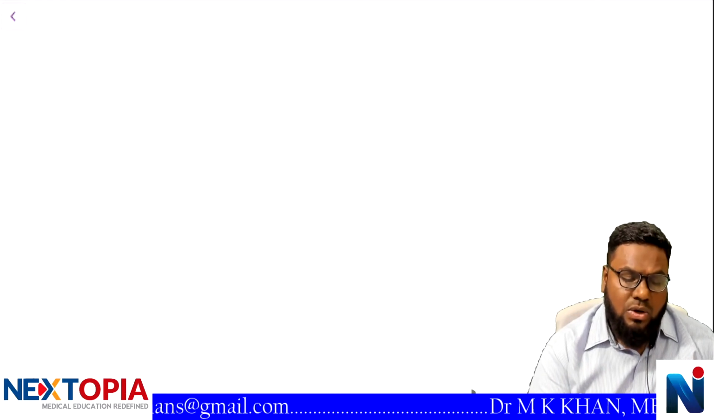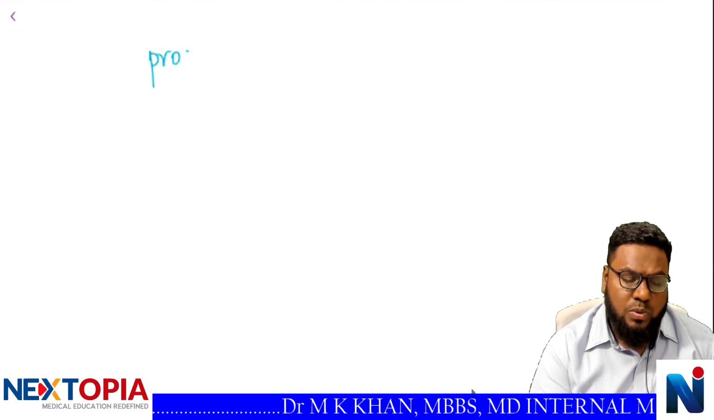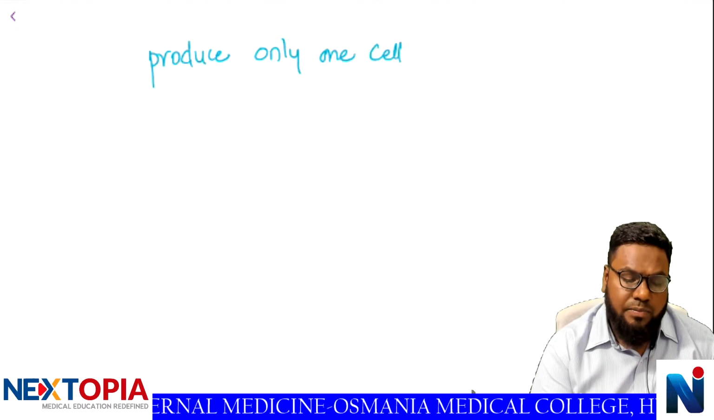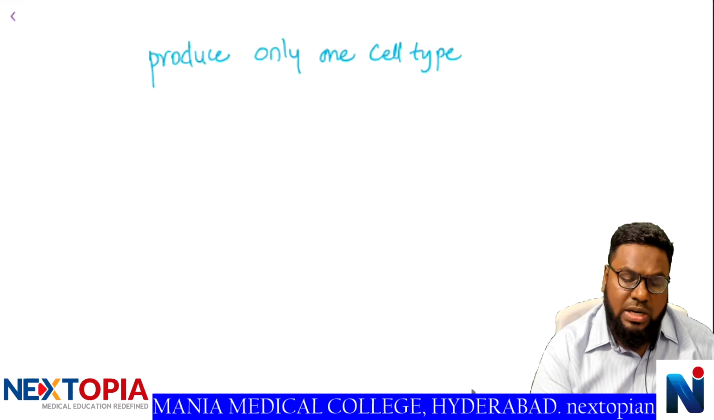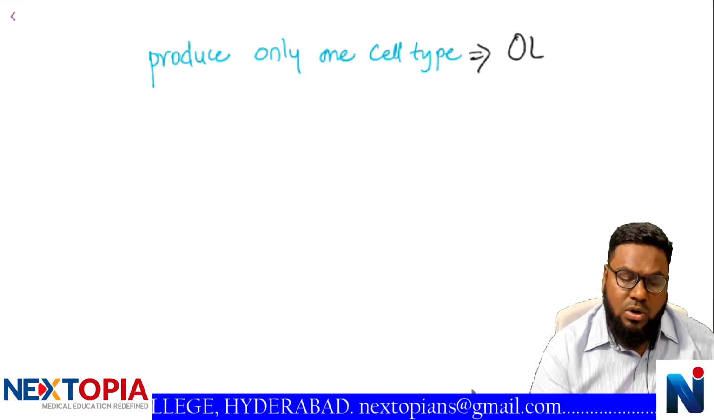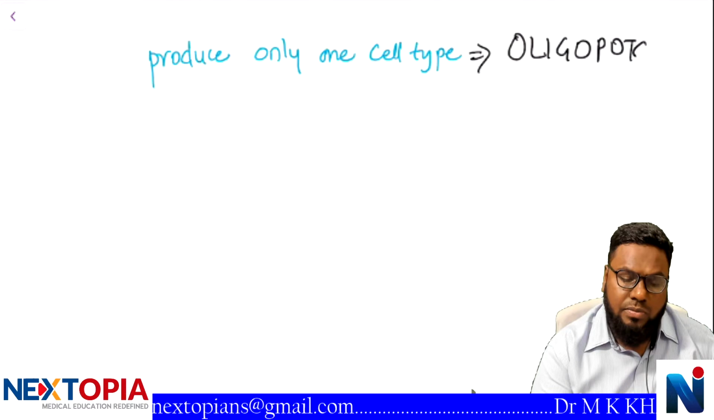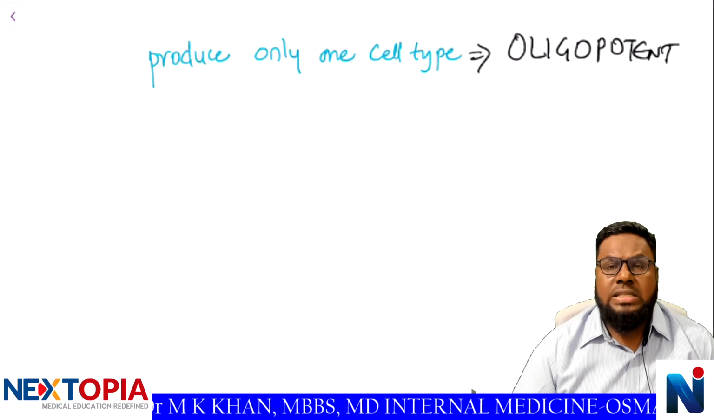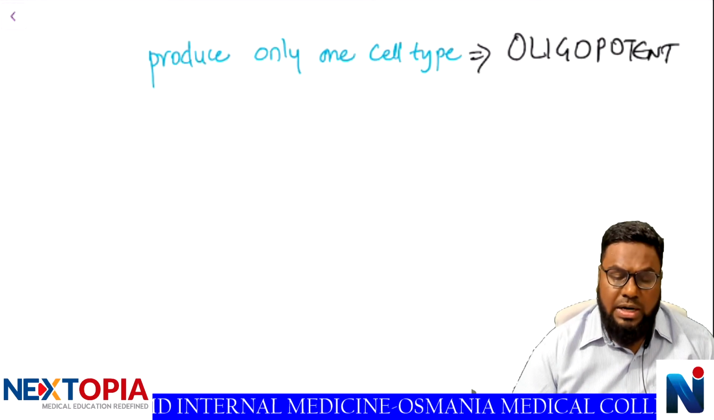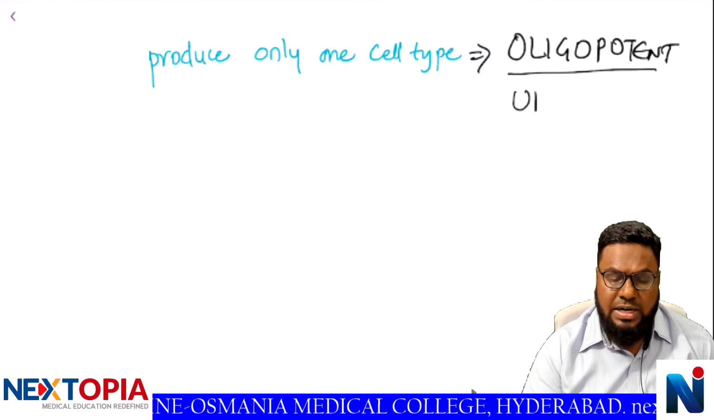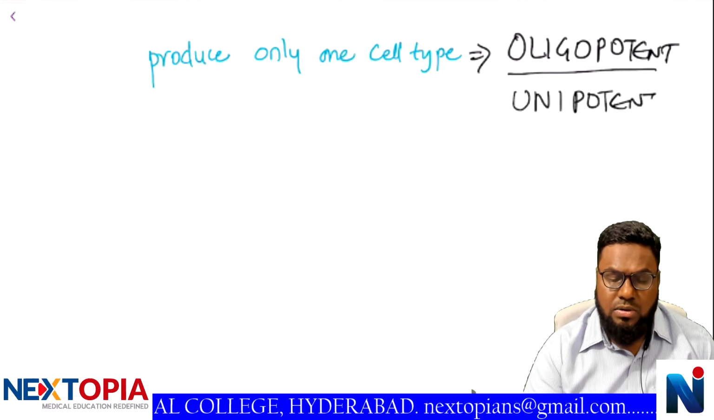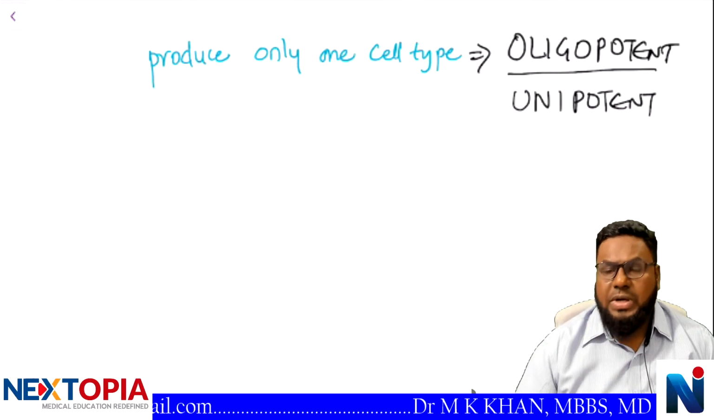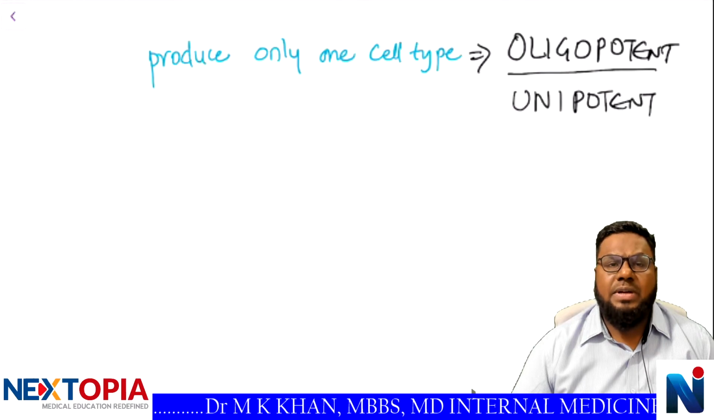Now apart from this, we have a category of stem cells which can develop into cells of only one category. The stem cells which produce only one cell type, what do you call it? The stem cell which produces only one subtype, you are calling it oligopotent. Here, you can also call it unipotent. Unipotent or oligopotent, all right, there is a slight difference between unipotent and oligopotent. I'll tell that now.